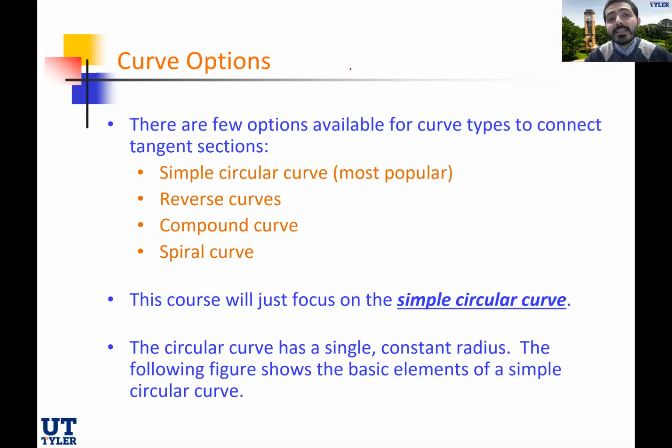I can ask you, please list for me the 3 or 4 different types of horizontal alignments. So there is the simple curve, there is a reverse curve, there is a compound curve, and there is a spiral curve.